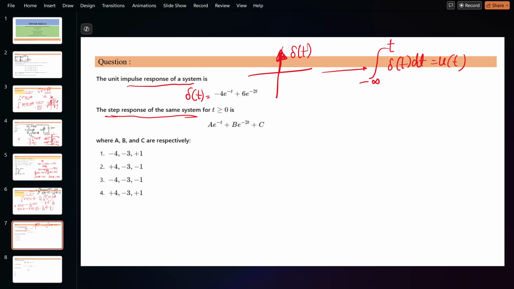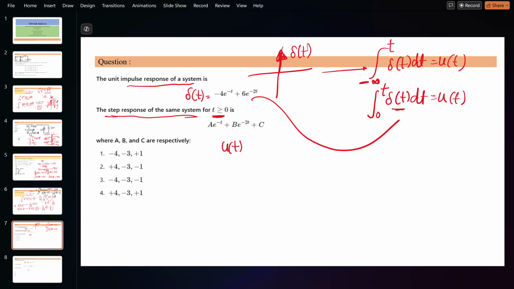Okay. Now one catch in this equation is that it is asking t greater than or equal to 0. It means that it is not starting from minus infinity. It is starting from 0 to t, delta t dt, which will be equal to u(t), the step response. So u(t), how to find it? Put the value of delta t from here in this equation. It will become the integral from 0 to t of minus 4 e to the power minus t plus 6. If you feel any doubt in between, just stop me and ask. Okay.